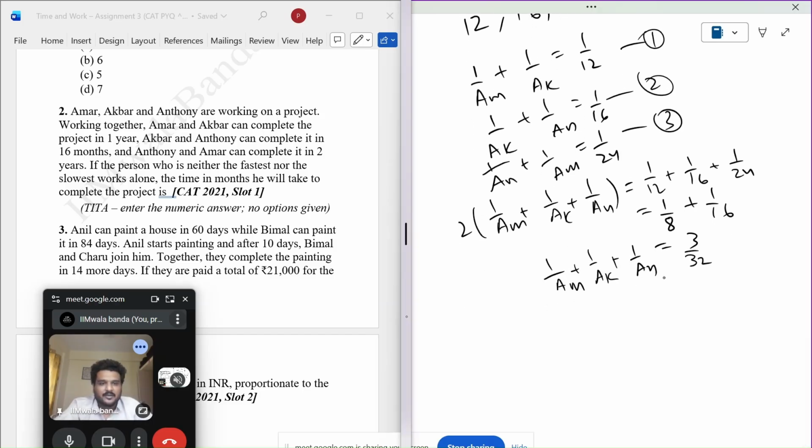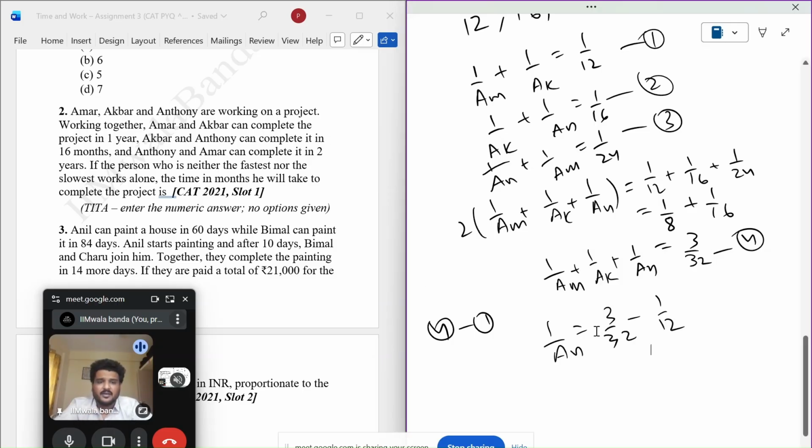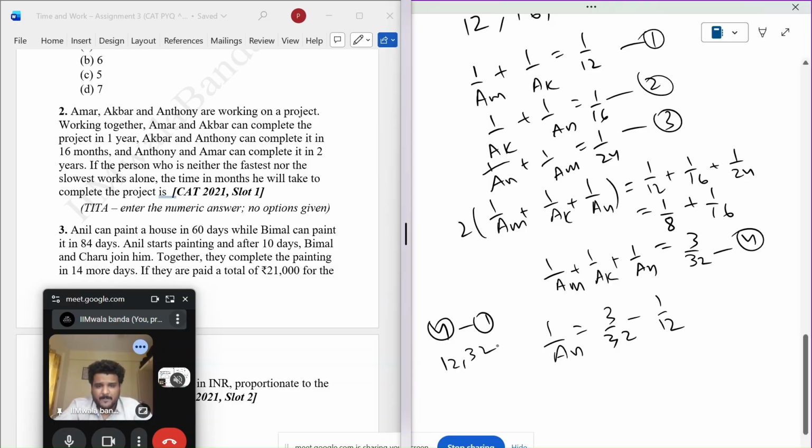So if I subtract 4 minus 1, I will basically get AN as 3 by 32 minus 1 by 12. Again, if you have any doubts about LCM, let's just take it in the conventional way. So basically, I can see 2 is common.